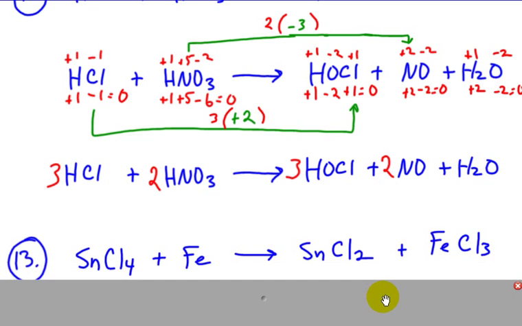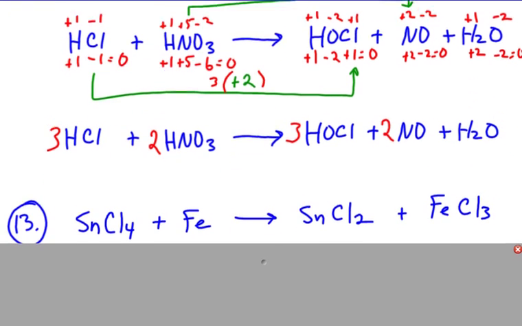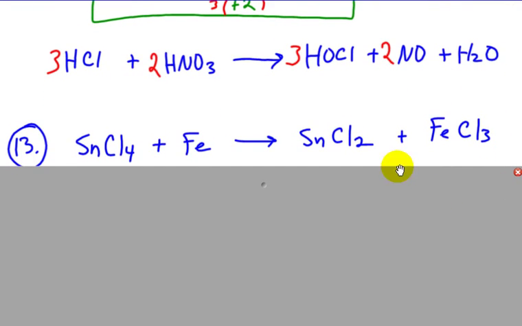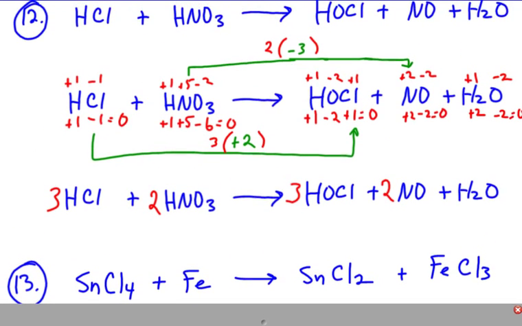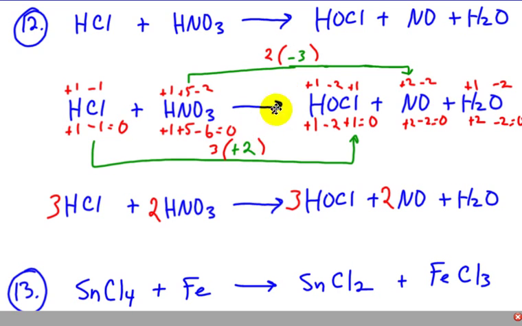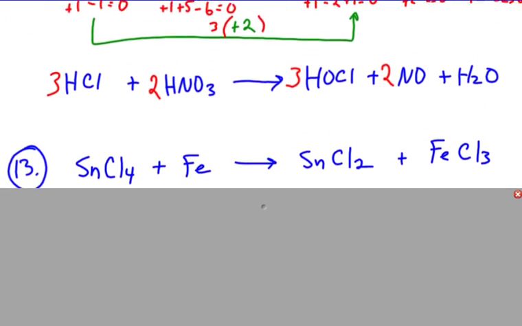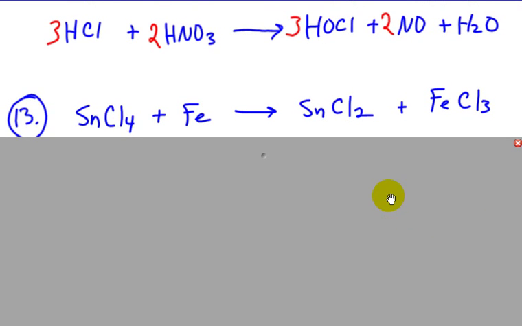The next one looks something like this. So maybe I'll pause the video here. You assign oxidation numbers, figure out which element is oxidized, which is reduced, figure out the change in oxidation number, and use a coefficient here to make it equal, and then see if you can balance it from there. Okay, so pause the video and try that out.